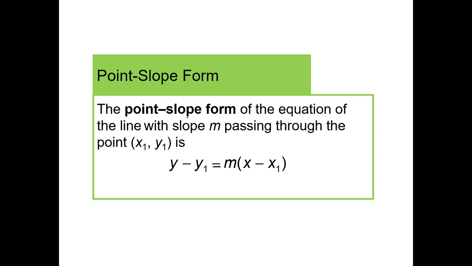The point-slope form of the equation of the line with slope m passing through the point x1, y1 is given by the equation y minus y1 equals m times the quantity x minus x1.